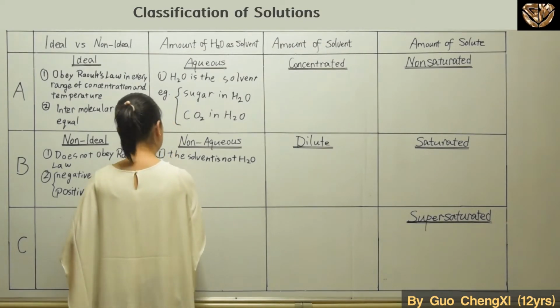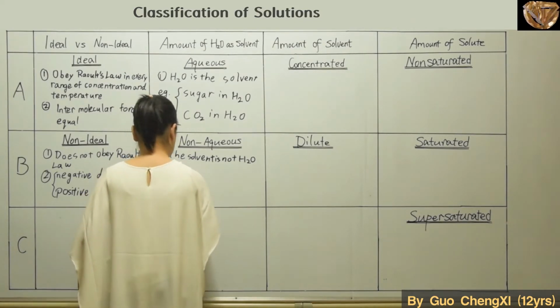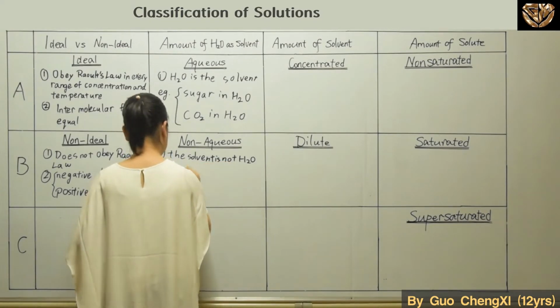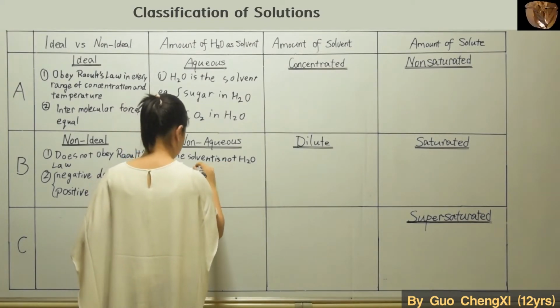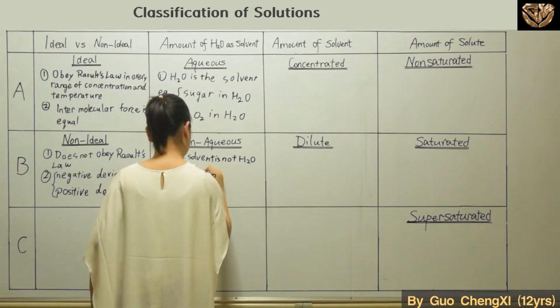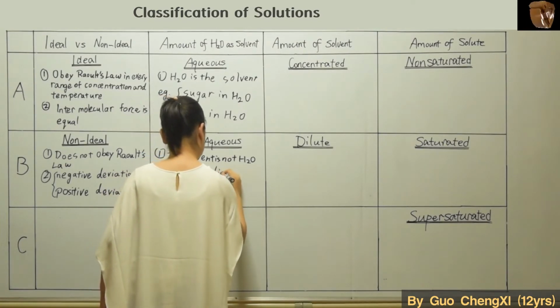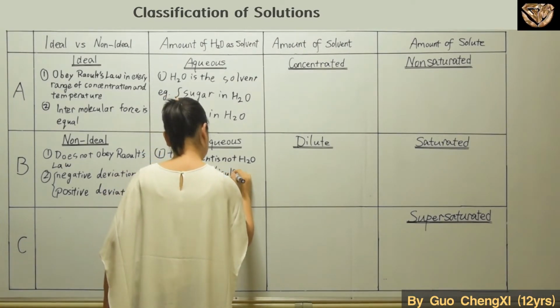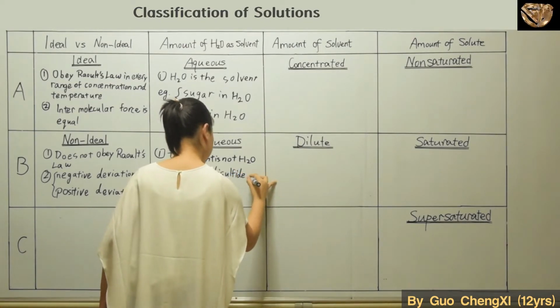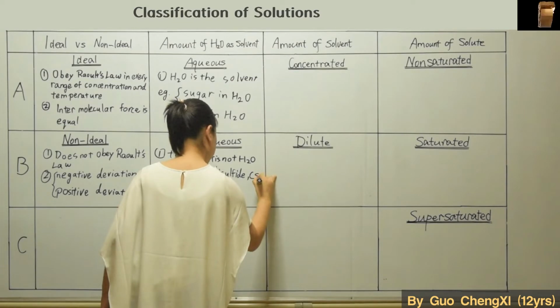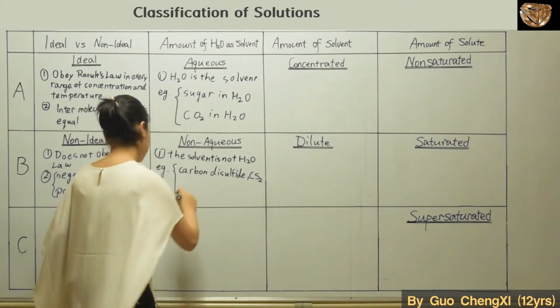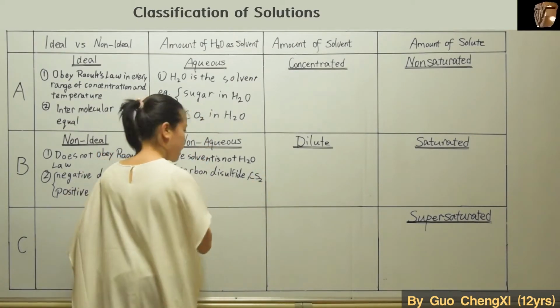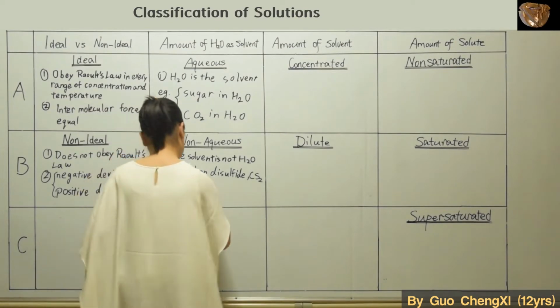An example. The first example is carbon disulfide, which is CS2. The second one is volatile liquid.